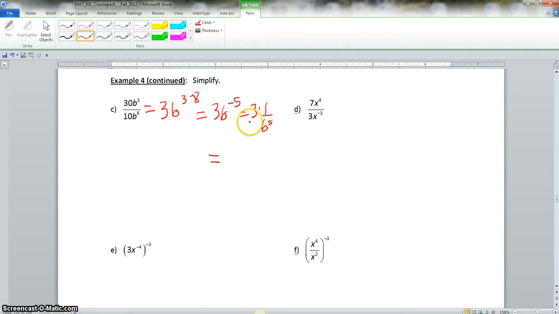Now to finish this problem out, we'll put a 1 under the 3. 3 times 1 is 3, and 1 times b to the 5th is just b to the 5th. Now we go to D.